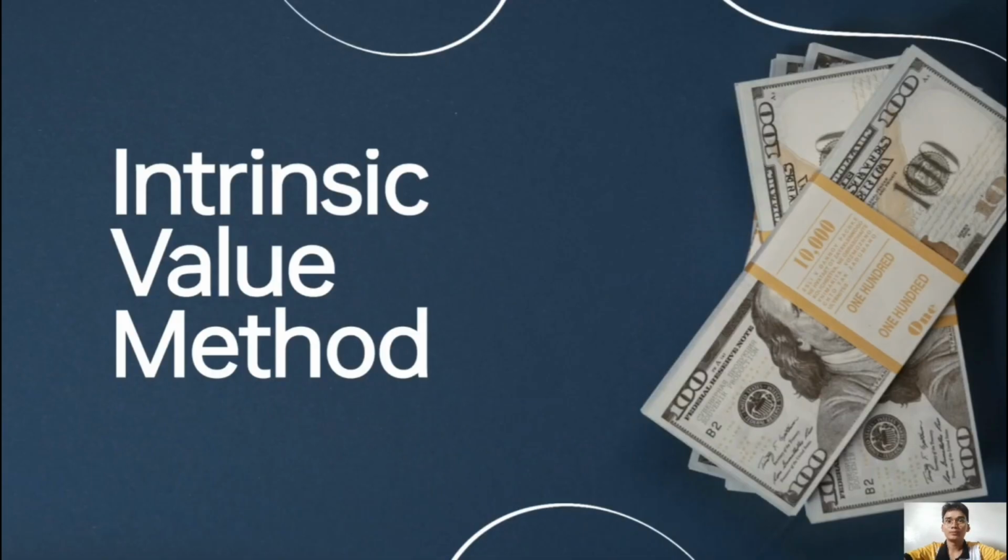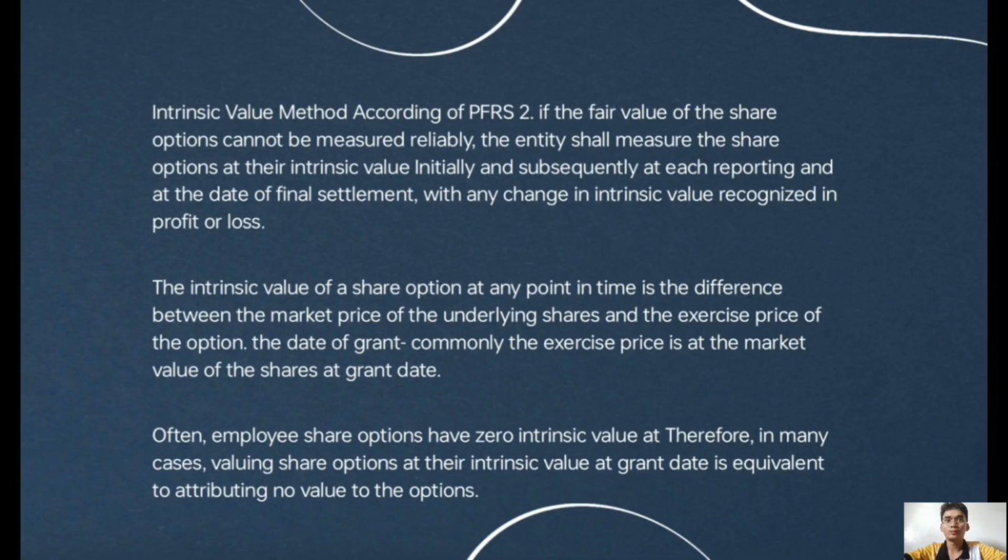Let's tackle intrinsic value method. Intrinsic value method according to PFRS 2. If the fair value of the share options cannot be measured reliably, the entity shall measure the share options at their intrinsic value initially and subsequently at each reporting date and at the date of final settlement, with any change in intrinsic value recognized in profit or loss. So any change in intrinsic value is recognized in profit or loss, meaning an increase leads to higher expenses while a decrease results in a gain. This ensures that compensation expense reflects the changing value of share-based payments over time.